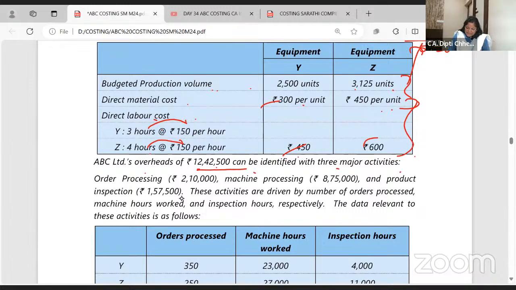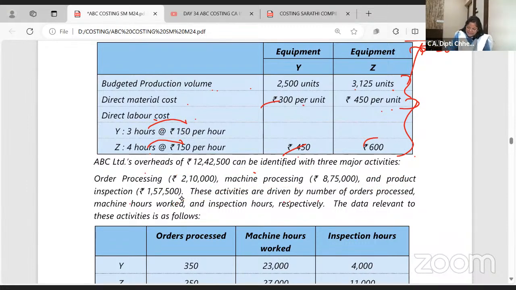ABC's overhead can be identified with 3 major activities. In the exam, they can give you 6-7 activities also. But right now: order processing 210, machine processing 875, and product inspection. These activities are driven by number of orders. Ordering cost, number of orders. Machine processing cost, machine hours. Product inspection cost. And look, the total overhead will be the same.